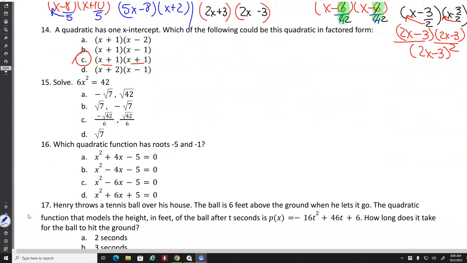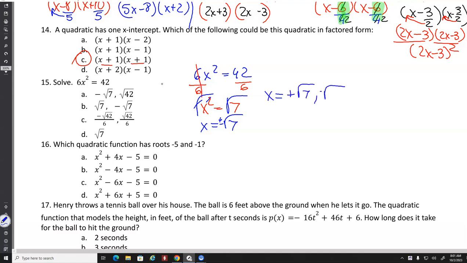All right, so for number 15, we have 6x squared equals 42. We can solve it two different ways. We can simply solve for x, so divide both sides by 6. x squared will equal 7. And then to get rid of the square here, we can square root both sides. So this cancels out, becomes an x, and we get root 7, plus or minus, of course, because remember, anytime you take a square root, you get two answers. So our answer would be plus root 7 and negative root 7. So the correct answer would be B.